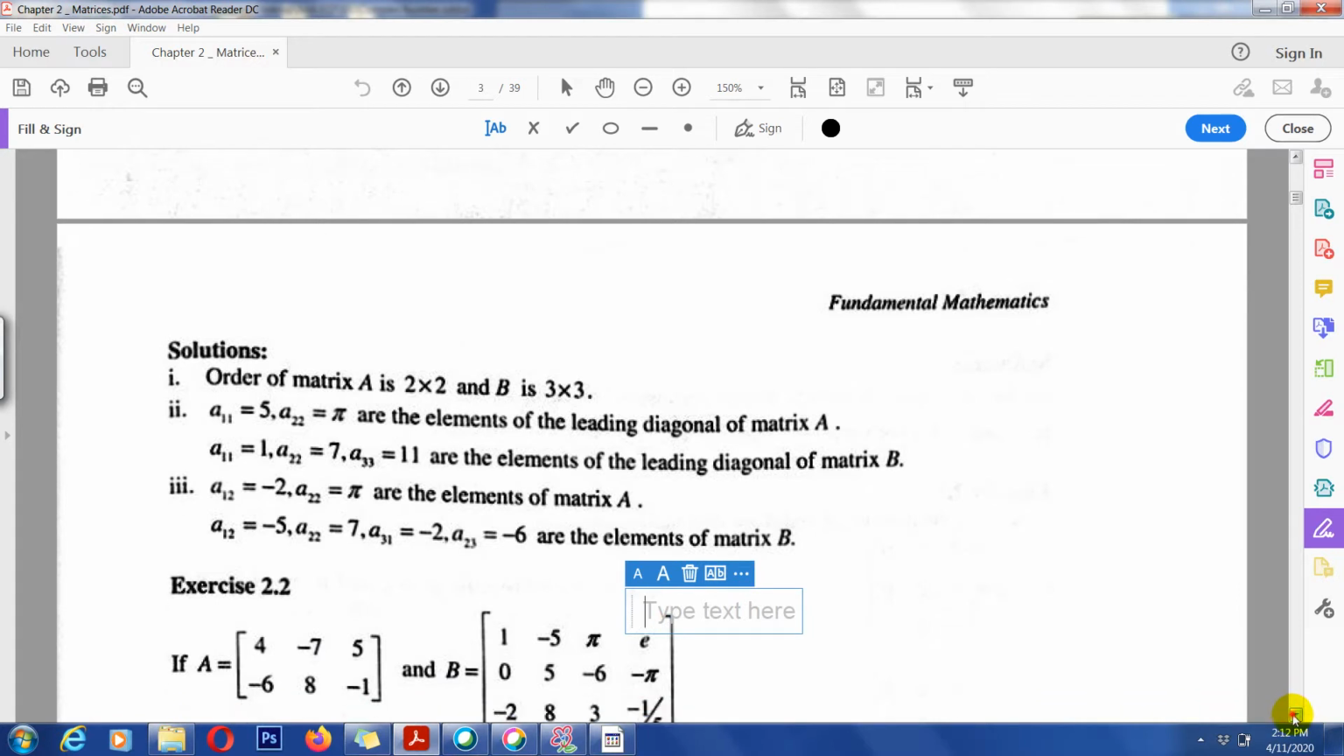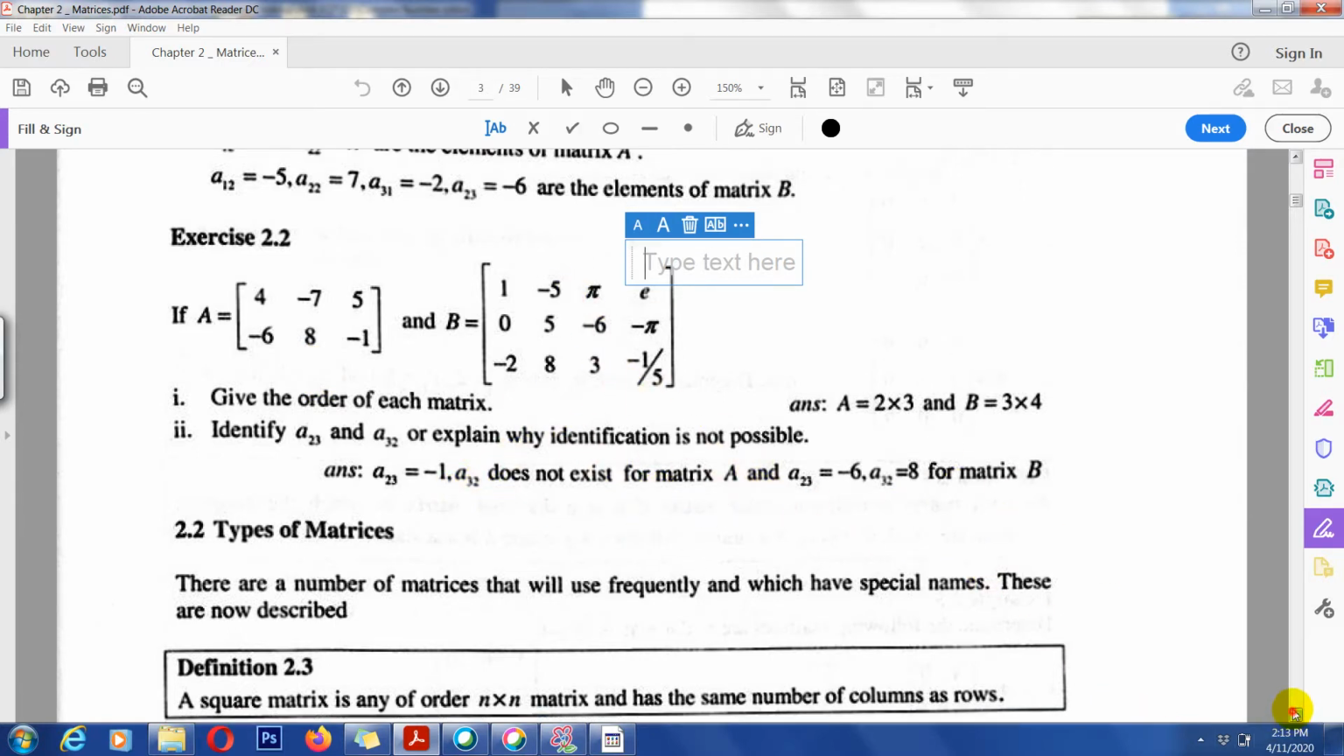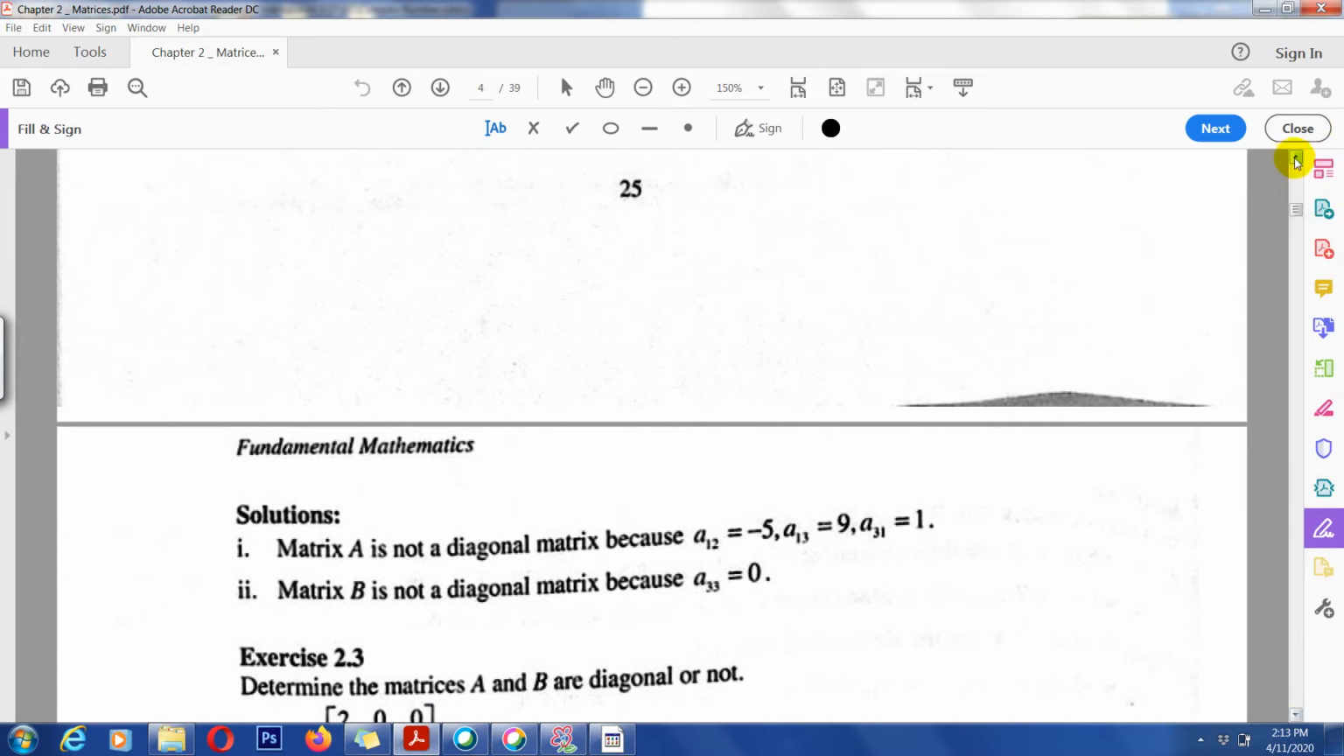Okay, next. This order identification is not possible. Explain why. Identify 2,3 and 3,2. 2,3 is here. For 3,2, 3 should be this line and 2 this line. So there is no element, so it does not exist. 3,2 does not exist, but for this we have the element. Okay, types of matrices. We have types of matrices.